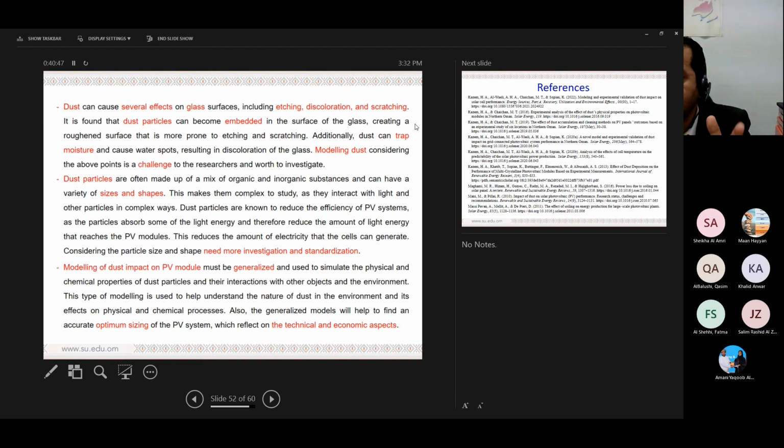Also, there is no general standard for testing solar photovoltaic. Even though I mentioned indoor and outdoor experimental setups, there are no general instructions from international bodies which specify the basis for researchers to investigate this problem, which is dust impact on photovoltaic. And finally, the dust impact on photovoltaic is highly reflected on the optimum sizing of the PV module of the PV system and on the technical and economical aspects.